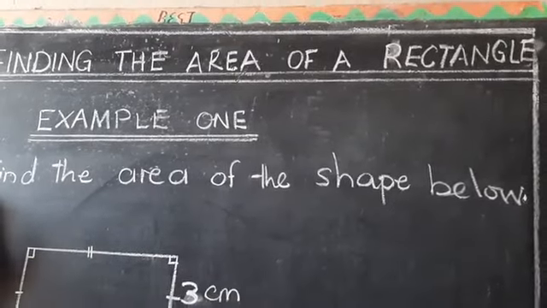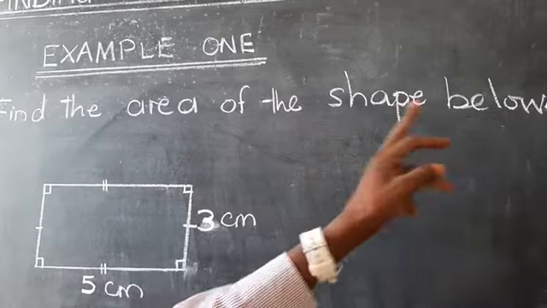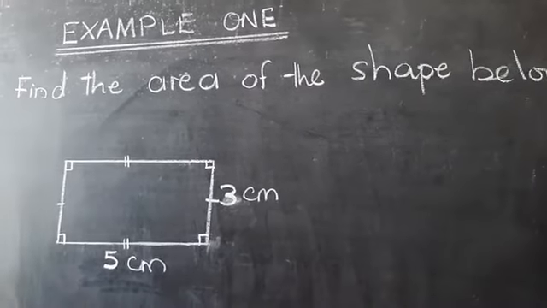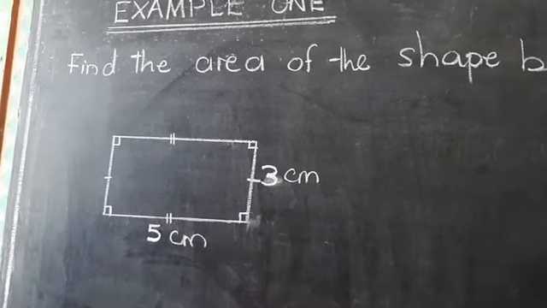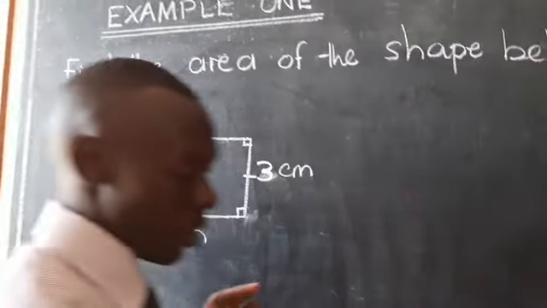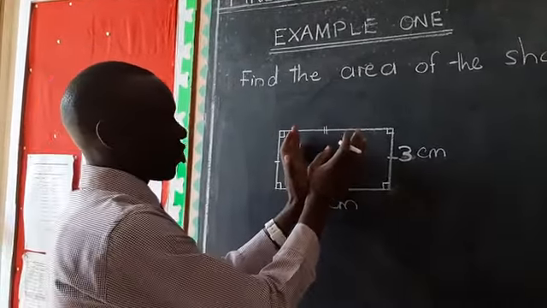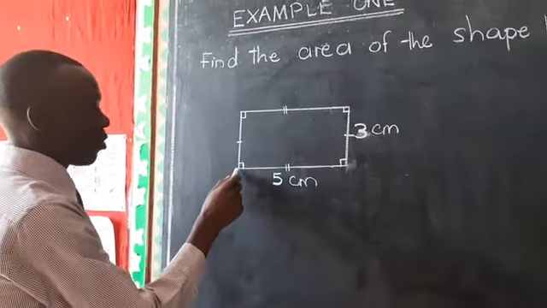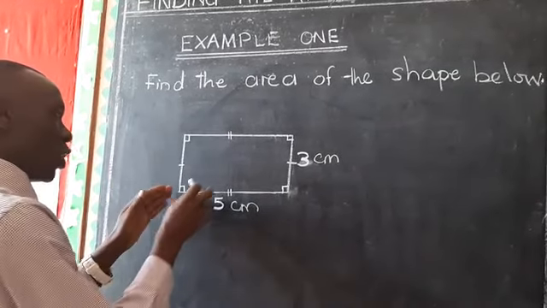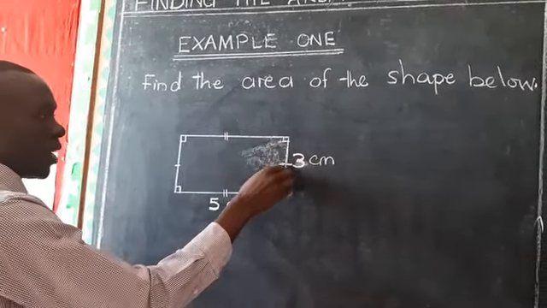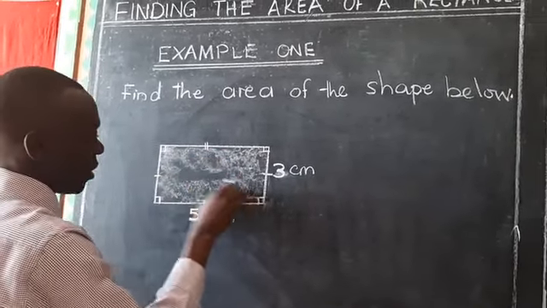Our example 1 says: find the area of the shape below. I told you the shape is a rectangle, right? Remember, do not mistake the area for the perimeter. Perimeter is where you only pass along the outside. This could be a shape or a piece of land, but you only pass outside. That is perimeter. But for area, you make sure you cover everything here. You measure everything that is needed here.